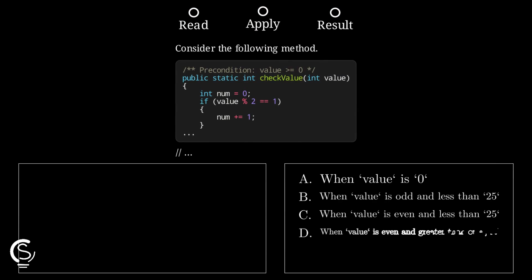First, notice the method starts with num at 0. If the value is odd, the first if statement executes and adds 1 to num, making it impossible to return 0 here.